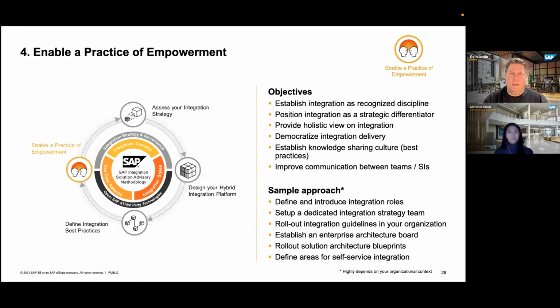Now, there's one aspect that is very often forgotten, which is the organizational aspect, the company aspect. Because, of course, it doesn't scale if you just produce a lot of diagrams and PowerPoint slides, for example. But in case no one uses it, it's more or less just for documentation purposes. So the fourth step of our methodology is to enable a practice of empowerment.